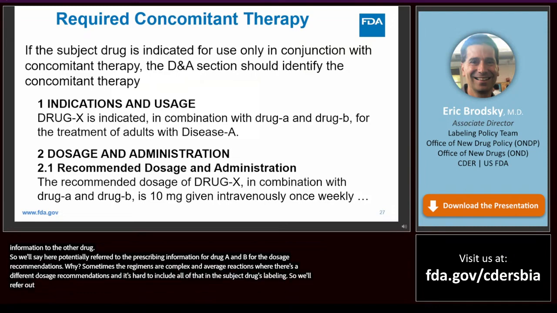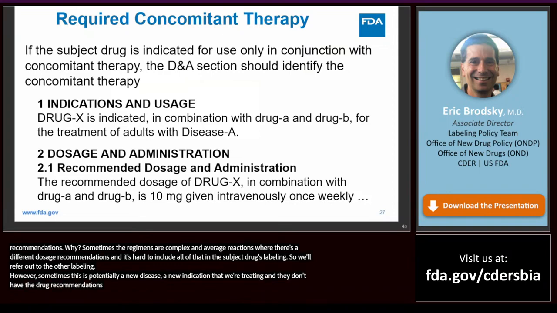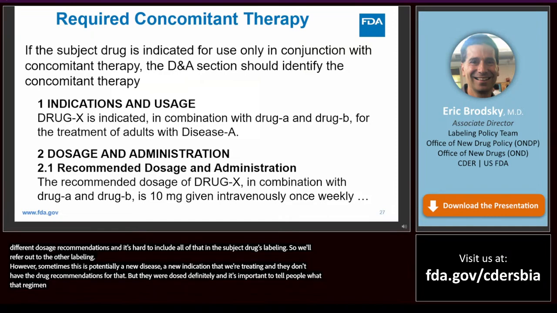However, sometimes this is potentially a new disease, a new indication that we're treating, and drug A and drug B's labeling doesn't have dosage recommendations for that. Or these drugs were dosed differently in this regimen, and it's important to tell people what that regimen is. So in that case, instead of referring out to the other prescribing information for drug A and drug B for those dosage recommendations, you would include the specific regimens for drug A and drug B.